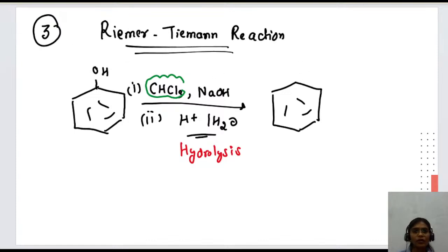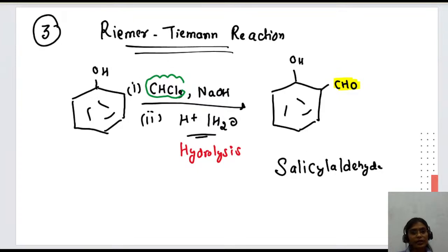It's like the Kolbe's reaction, but there's a small difference between both the cases. This time we end up with CHO. Yes, in this case we get an aldehyde as the functional group. Like the previous one was salicylic acid, what is this one? It's salicylaldehyde. The common name is salicylaldehyde.